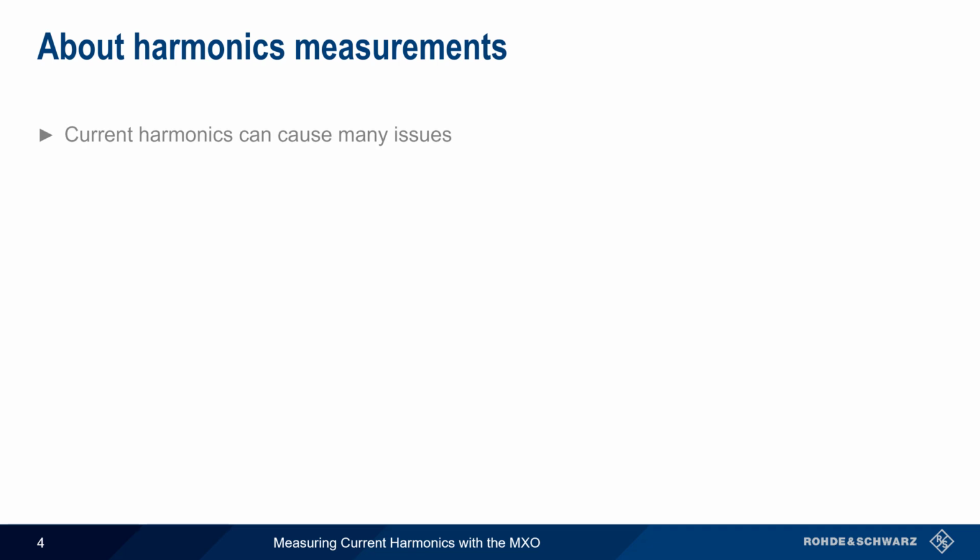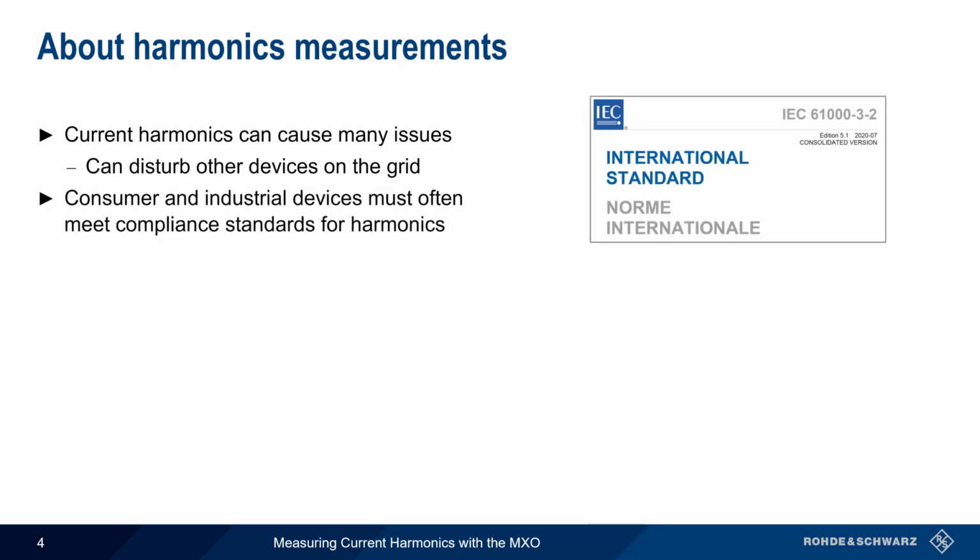Current harmonics are almost always undesirable because they can cause many issues, the most serious of which is that these harmonics can disturb other devices on the grid. Therefore, consumer and industrial devices must often comply to standards, such as EN or IEC 61032, Mil Standard 1399, etc., which define the maximum allowable harmonic levels.